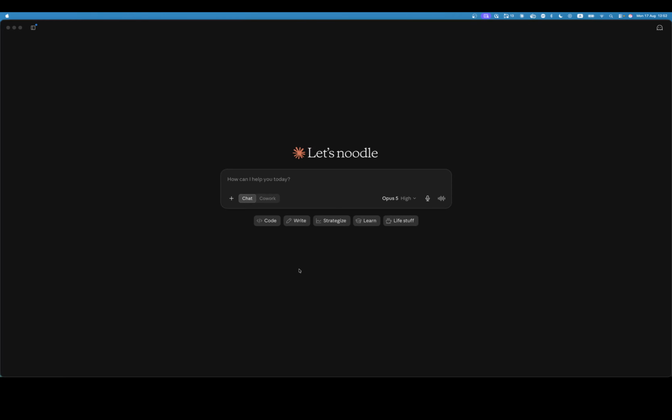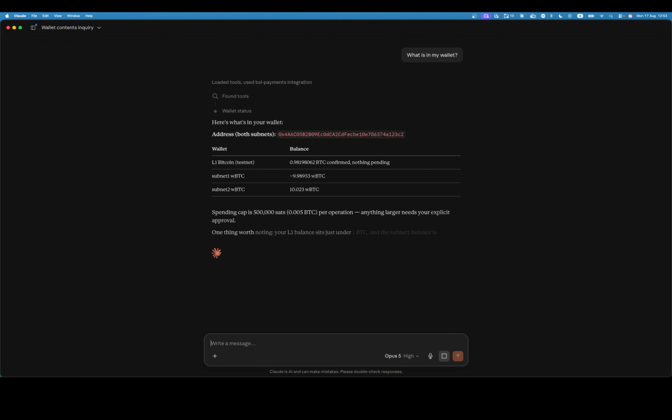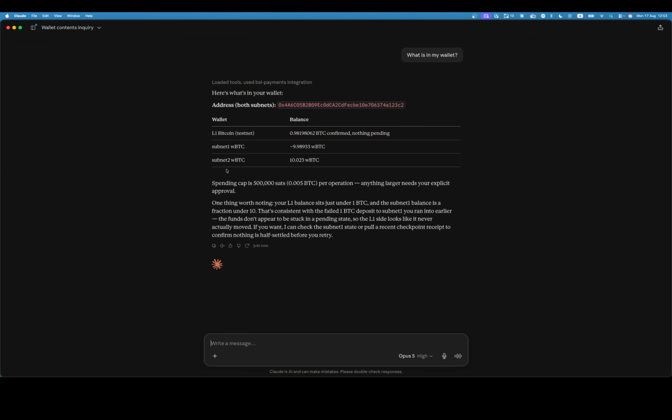Here I have connected Claude to an MCP server developed for the Bitcoin-IPC protocol. Let's see what we can do. We can ask, for example, what is in my wallet? The MCP server has this ability built in. It can look into your wallet and it shows you your balance on Bitcoin L1 and on all existing subnets. Let's make a payment now.